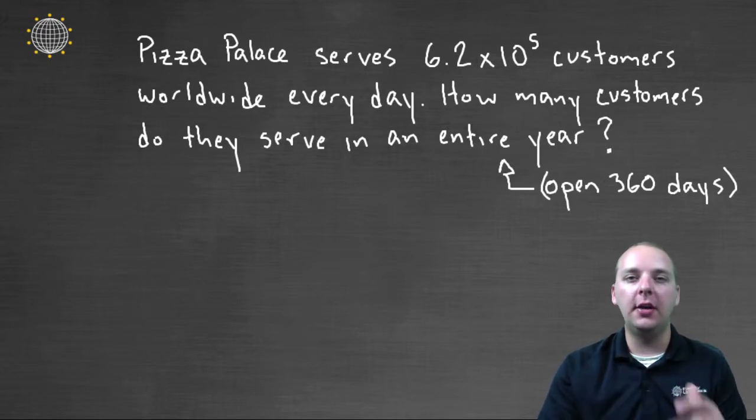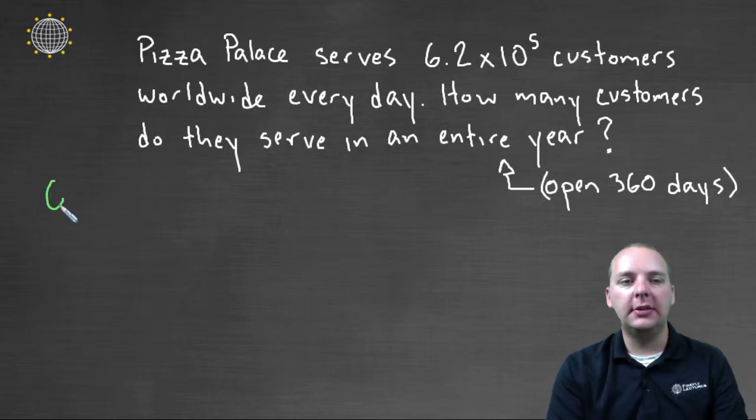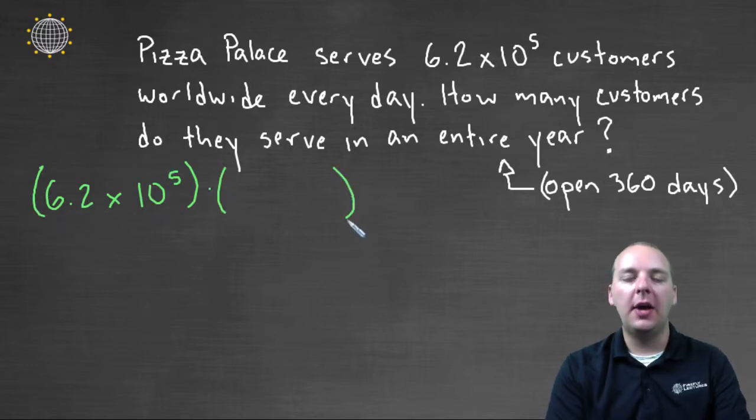But these are giant numbers we're dealing with, so I think it would be best to multiply these in scientific notation. So we'll have 6.2 times 10 to the fifth, and we're going to multiply this quantity times 360. But how would we write 360 in scientific notation? Well, in order to be a number with just a ones digit, you'd have to say 3.6. So it's not 360 or 36.0, but 3.60.